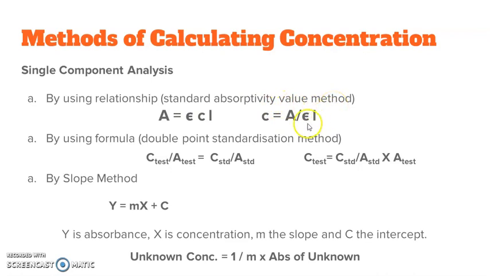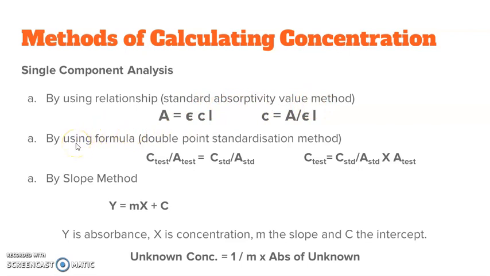For this, we need to have the value for epsilon. We need to have the absorbance for the unknown sample. And this absorptivity will be a known literature value. The path length is already fixed, which is 1 centimeter. So when we have the absorptivity value and the absorbance, we can calculate the concentration. This method we call the standard absorptivity value method.